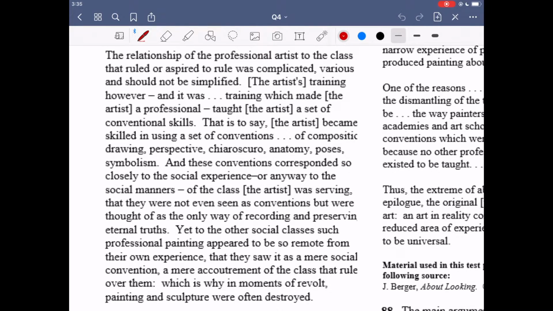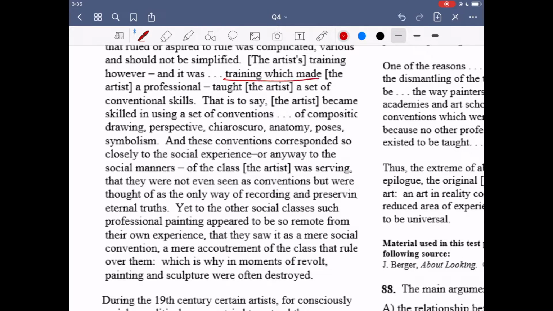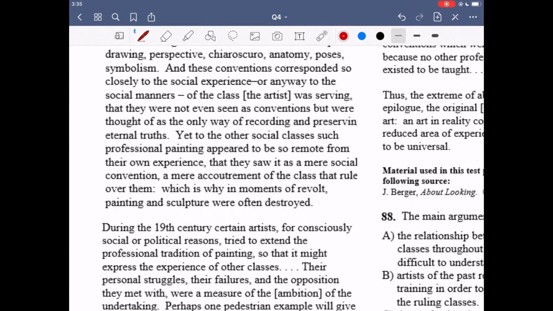So this intro paragraph is telling us that pretty much training made an artist. Okay, that is, when I read this paragraph, that's the main takeaway that I take from this. The author believes, and the author's viewpoint is present here, that training makes the artist, and they're kind of constricted by whatever training they have. Like, the training is a convention. The convention corresponded to the class the artist was serving.